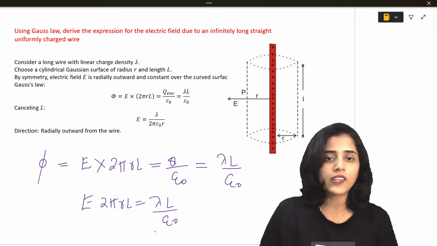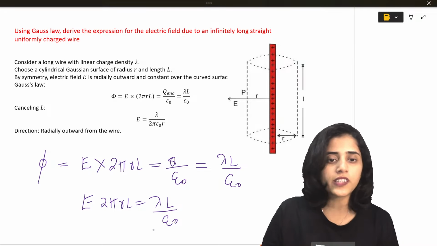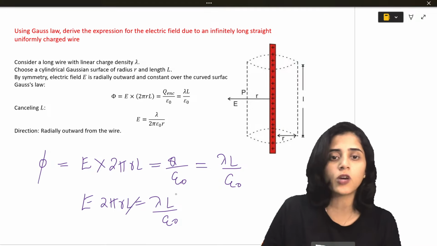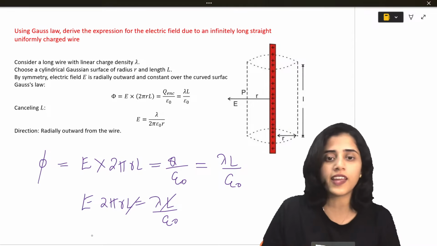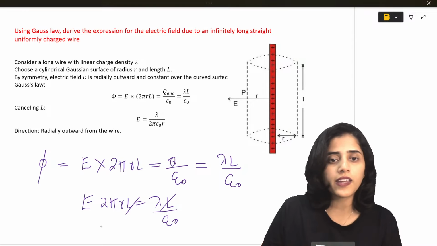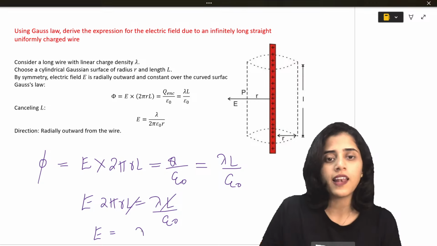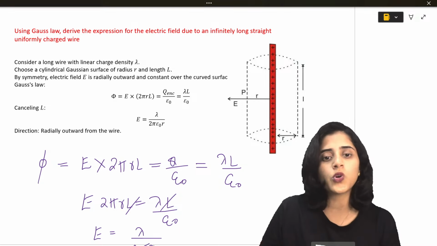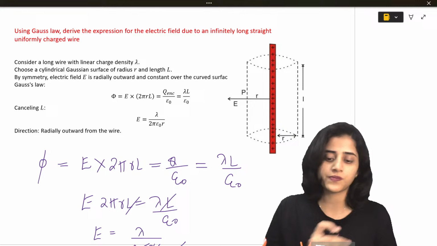Now I will equate the common terms. L is common, no? L is common, I will cut off L. E into 2 pi R. So E will be lambda divided by 2 pi R epsilon naught.